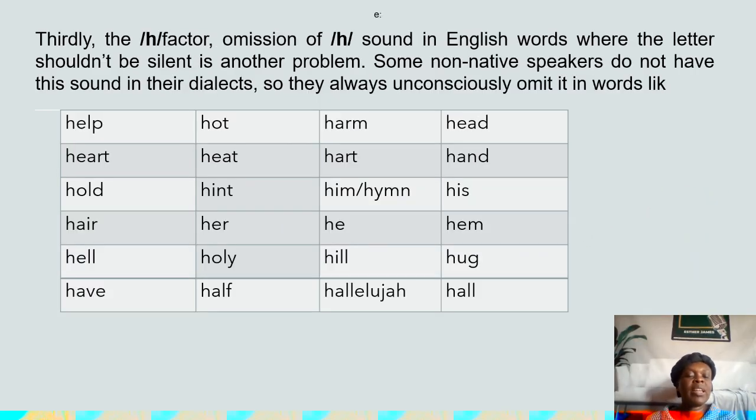All right. Now let's look at the third factor that may bring about omission or reduction of sounds. Thirdly, the H factor: omission in English words. Omitting the H sound where the letter shouldn't be silent is another problem of the non-native speakers. Some language speakers have this peculiar problem. Some non-native speakers do not have this sound in their dialect, so they unconsciously omit it in words like help. They say elp instead of help. And the moment you don't put the H, what you'll be saying is elp and not help. They say ought instead of hot. They say am instead of ham.